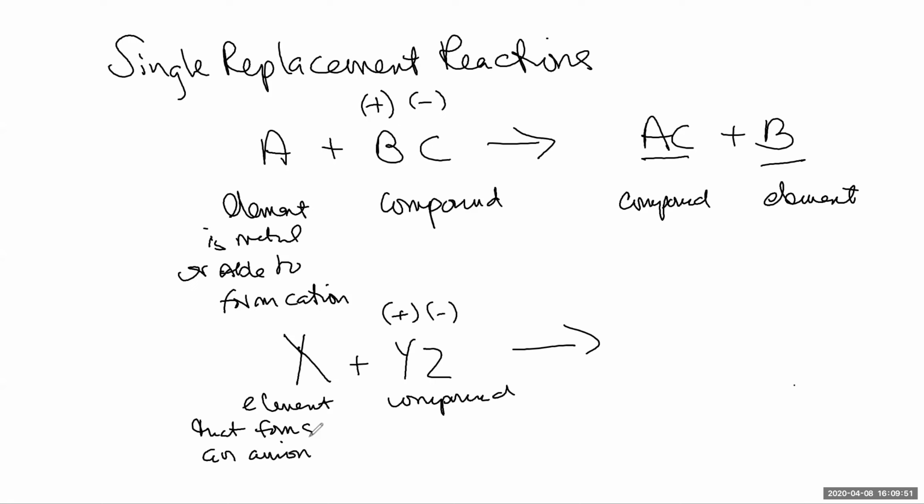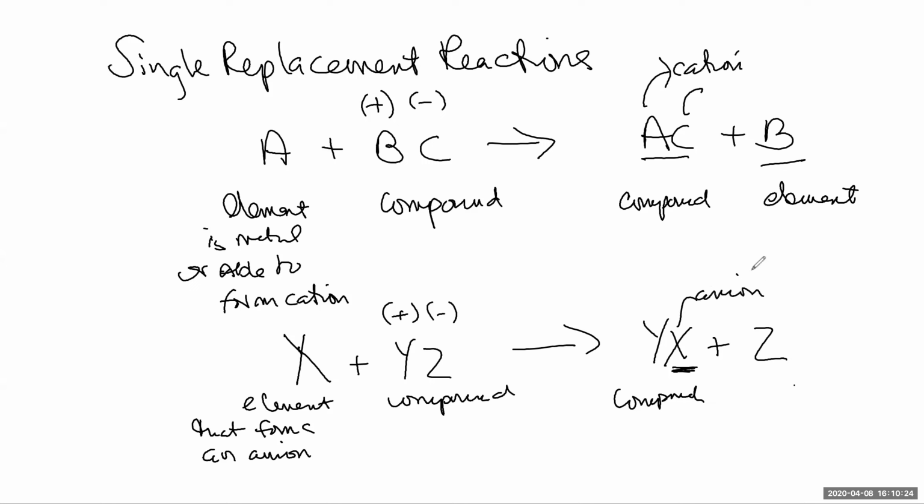In the first example, A is an element that forms a cation, so it's going to switch and become AC. If the element is something that forms an anion, it's not going to switch places with the cation Y, it's going to switch places with the anion Z. And so my products here would be YX, and Z would be on its own. So in this case, X forms an anion. In this case, A forms a cation.